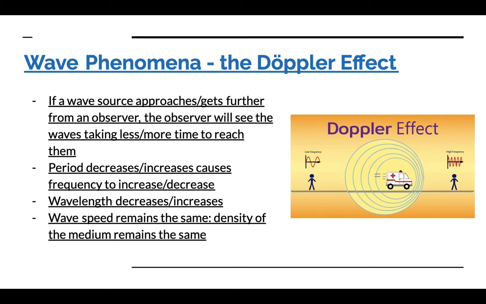The important thing to note here is that the waves are not approaching you at a faster speed. The wave speed remains the same because the density of the medium remains the same. Remember, wave speed depends on density. So since the density of the air remains the same, the wave speed is going to remain the same. To give you an idea of that, it's like if I were to throw a ball at you from a distance of 5 meters away, and then I threw a ball at you from a distance of 3 meters away. If I throw it at you with the same speed, the ball that's thrown at you from 3 meters away will arrive in a shorter time, not because I'm throwing it faster, but because the ball is being thrown from a shorter distance.